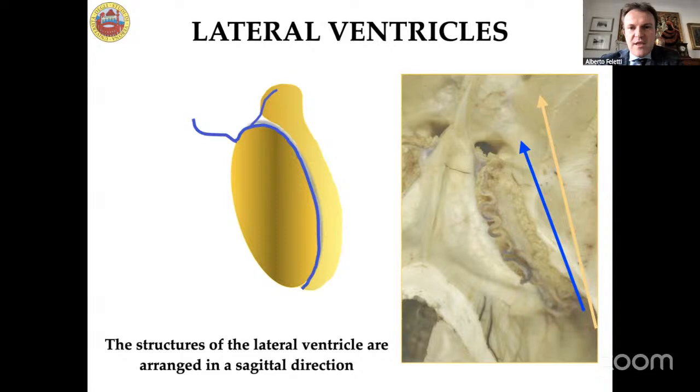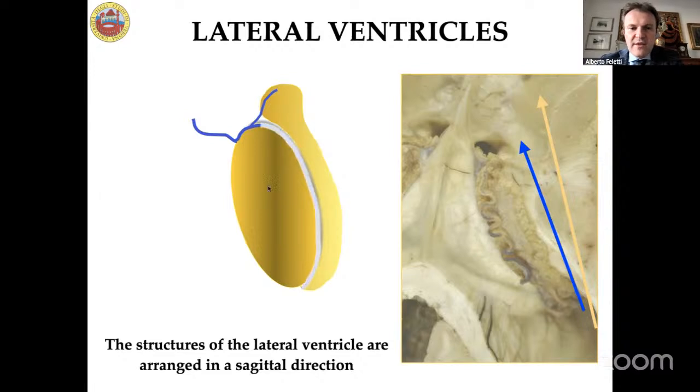We have already seen that the thalamostriate vein points towards the Monro foramen, where it usually joins with the anterior caudate vein, which is not visible in this cadaveric specimen, and also with the septal vein, and they all contribute to form the internal cerebral vein, which runs on the roof of the third ventricle.